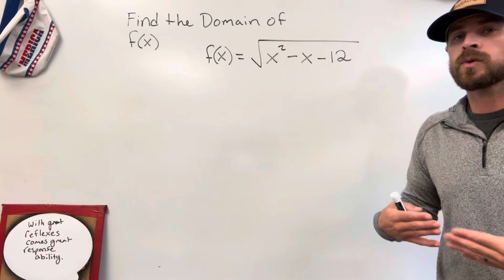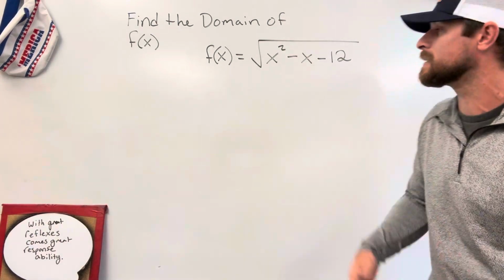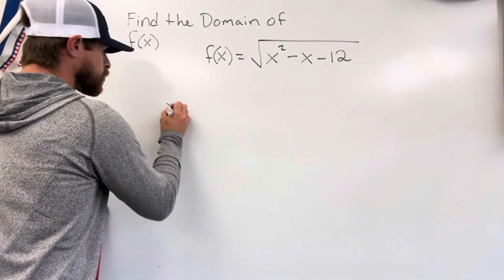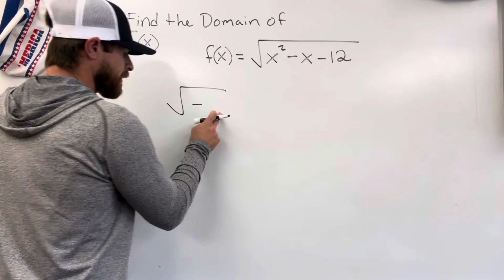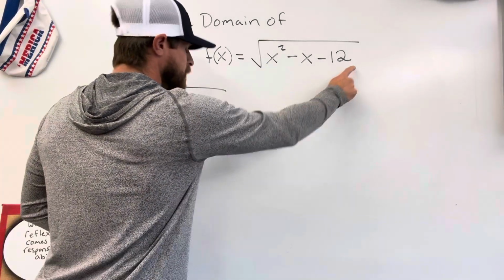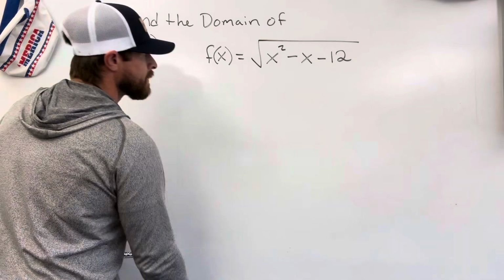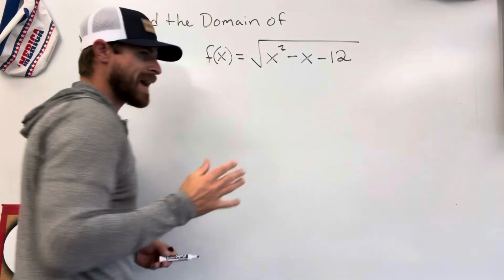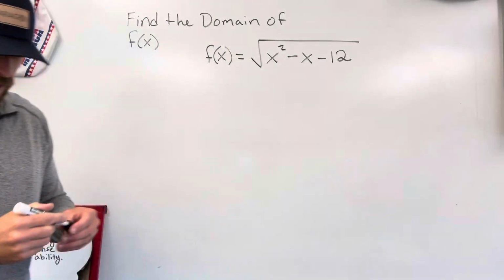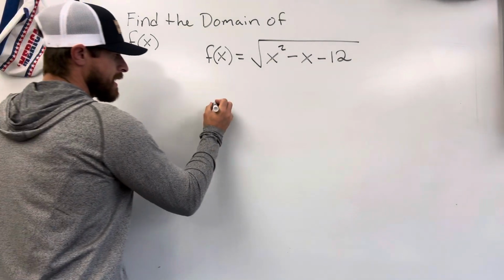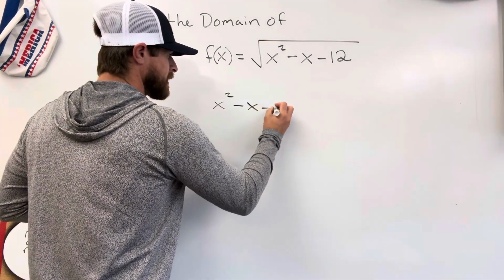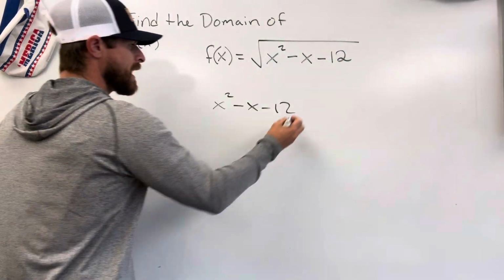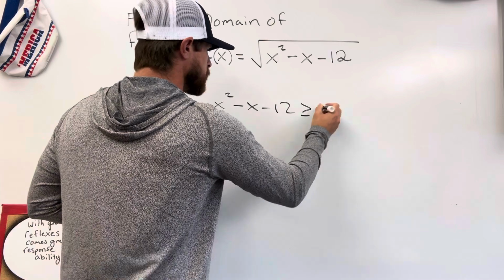So what we've got to figure out is what are our possible x values that can be used in this function. One thing we have to understand is we can't take the square root of a negative value. That's impossible. So whatever this comes out to, the radicand, the information underneath the square root symbol, cannot be negative. So it has to be greater than or equal to 0. So what we're going to want to do is set that up. We're going to say x squared minus x minus 12, this is our radicand, the information underneath the square root symbol, has to be greater than or equal to 0.